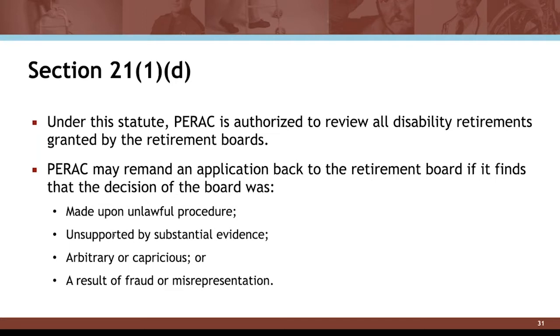PERAC can also remand if it is found that the decision was arbitrary or capricious. I have never seen that. Okay? We can also remand if it is a result of fraud or misrepresentation. Again, I've never seen that. So those 2 bullet points will not be discussed in this presentation.